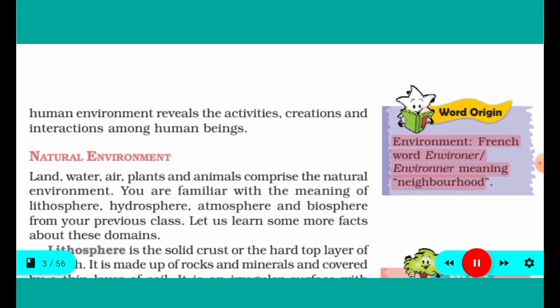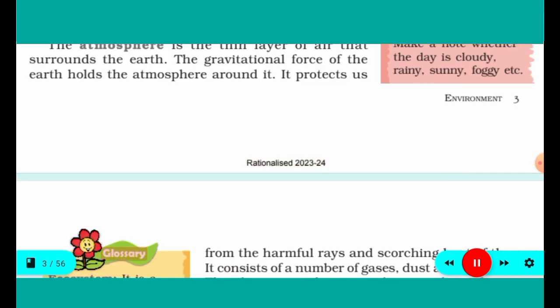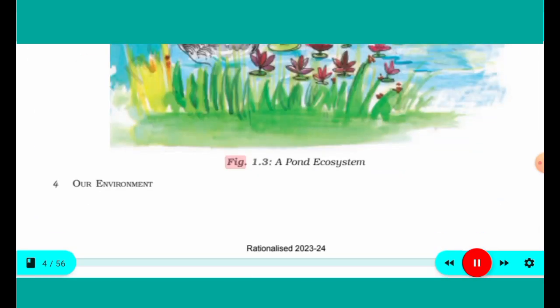Word origin: Environment. French word environner, meaning neighborhood. Glossary. Fig. 1.3 A pond ecosystem.